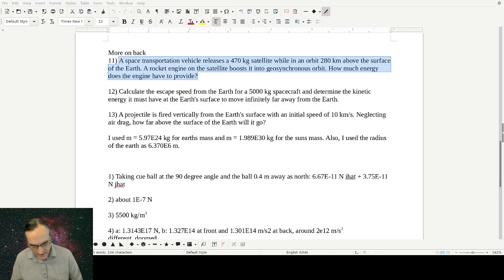So it goes from there to geosynchronous. And we want to know the change in energy.